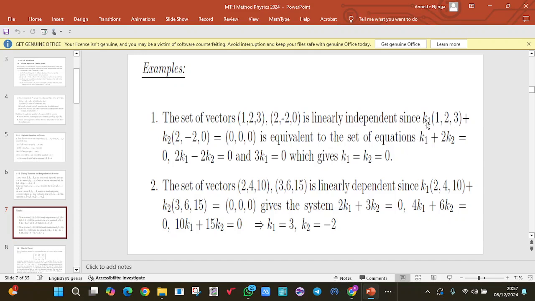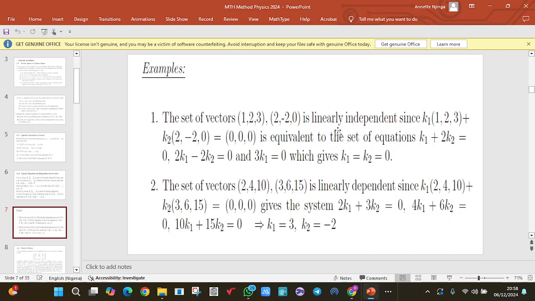Here you have k1 plus k2, and this will have k1, 2k1, 3k1 plus 2k2 minus 2k2 and 0, which must be equal to 0. Then you add them independently. In this case, you have k1 plus 2k2 is equal to 0. Then you also have another, 2k1 minus 2k2 is equal to 0. And then you have the third one, 3k. So you realize that by the time you solve, k1 is equal to k2 is equal to 0. So if all the k's are equal to 0, then they are linearly what? Independent.